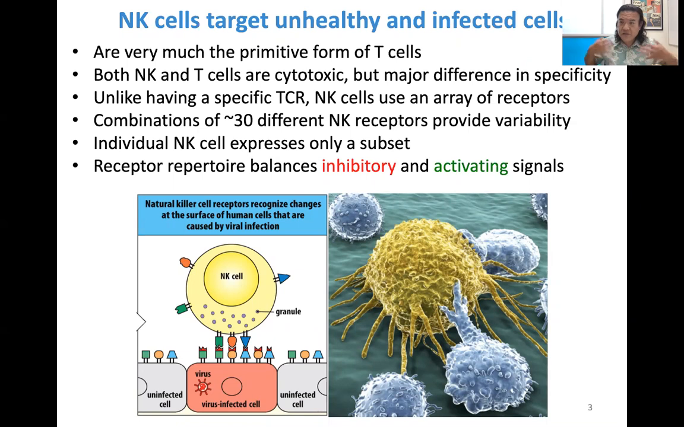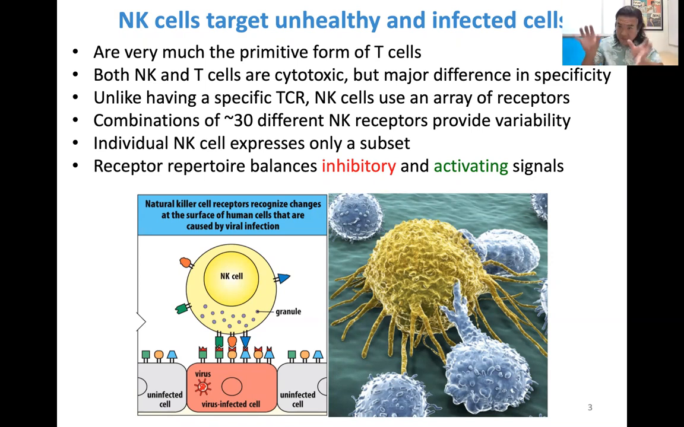So when you take into consideration that you have a big population of NK cells in your body, billions and billions of them, then it all evens out. Some NK cells would be better for detecting certain problems. Other NK cells would be better for detecting other types of problems.